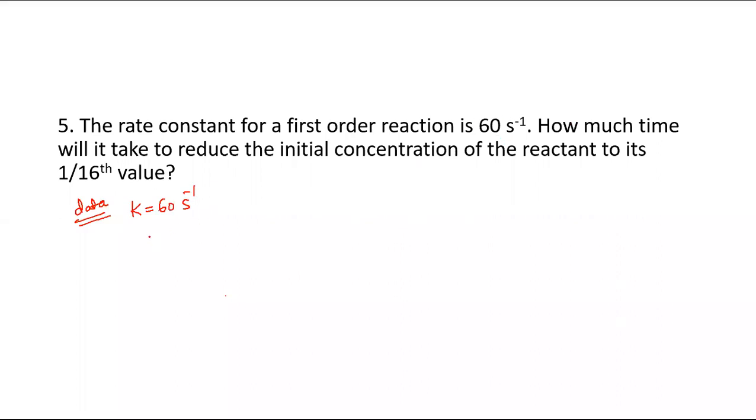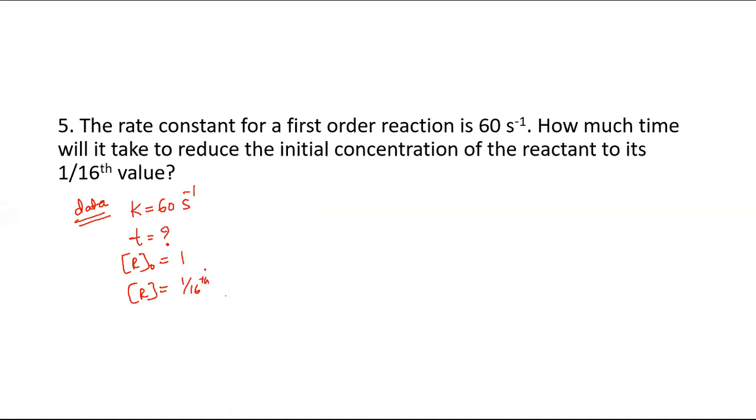How much time will it take to reduce? That is the time we need to calculate. Reduce the initial concentration of the reactant to its 1/60th. We don't know the initial, but the final is 1/60th. So 1/60th is remaining. Then initially it was 1, which means the whole thing, that is 1.